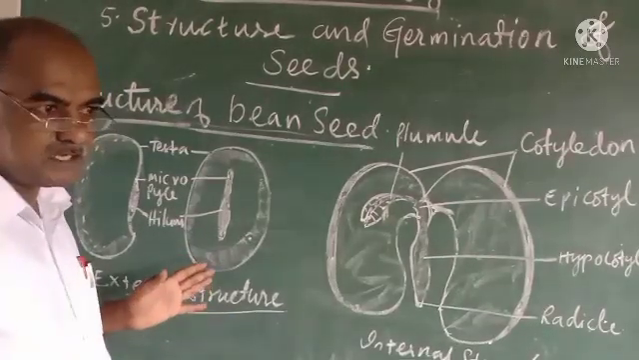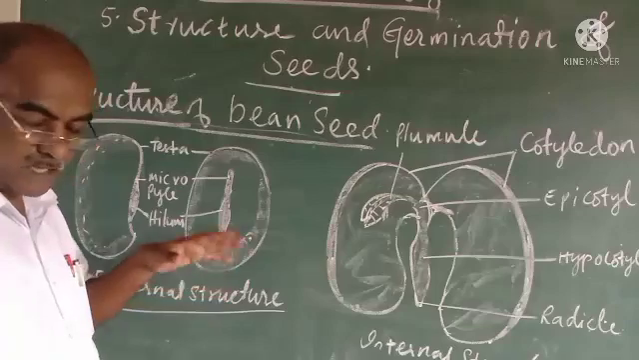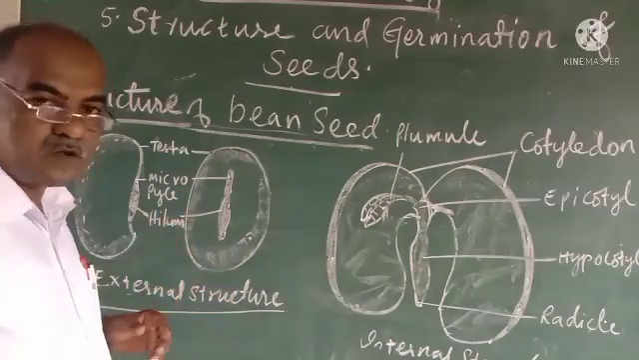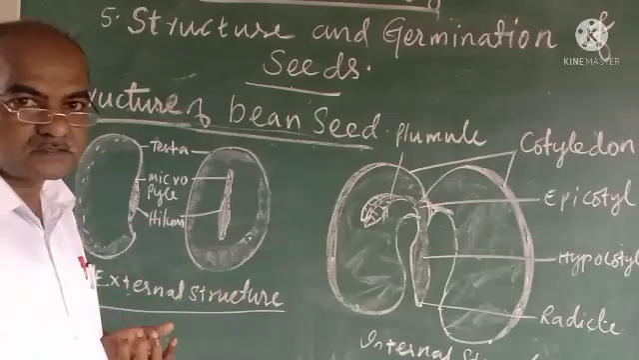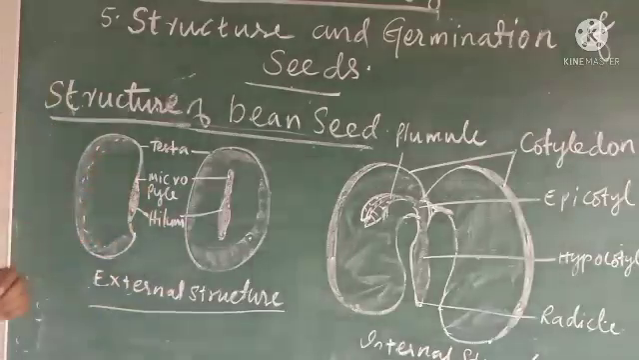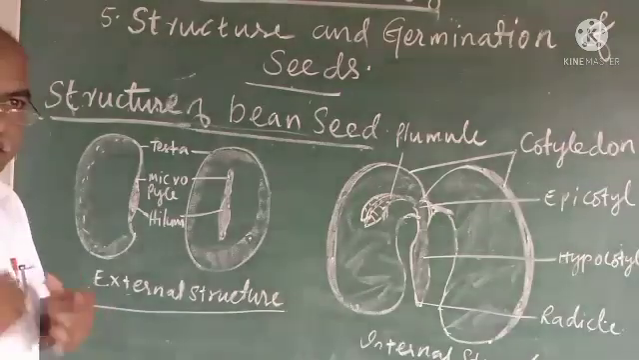Separately it might be asked, or else they may give the diagram and ask you to label the parts. So you have to practice everything like that. Now see the structure of a bean seed, which comes under dicot, because the food material is stored in the cotyledon.